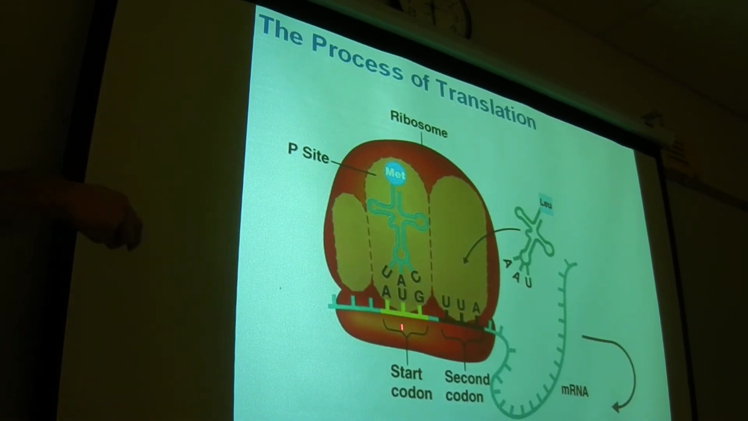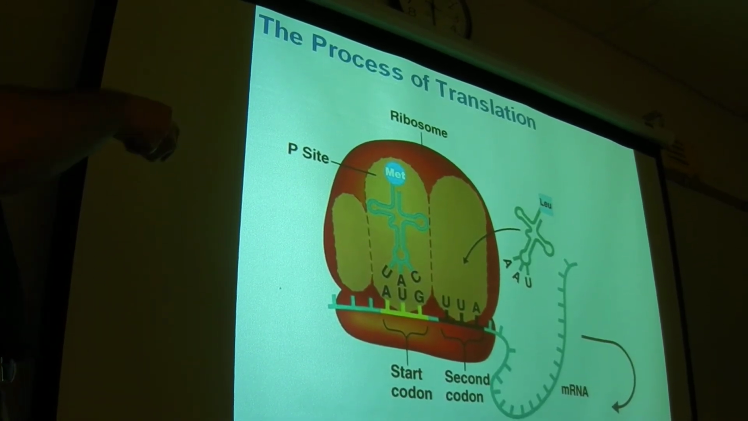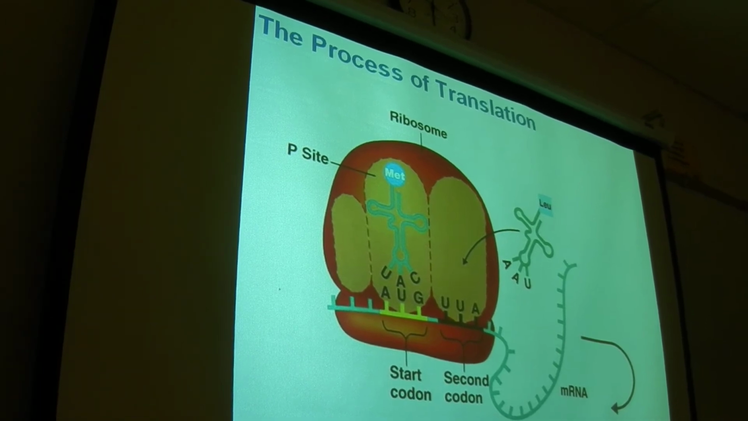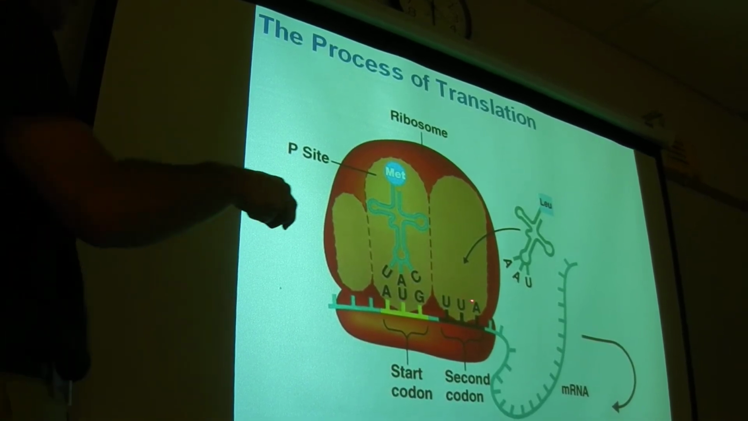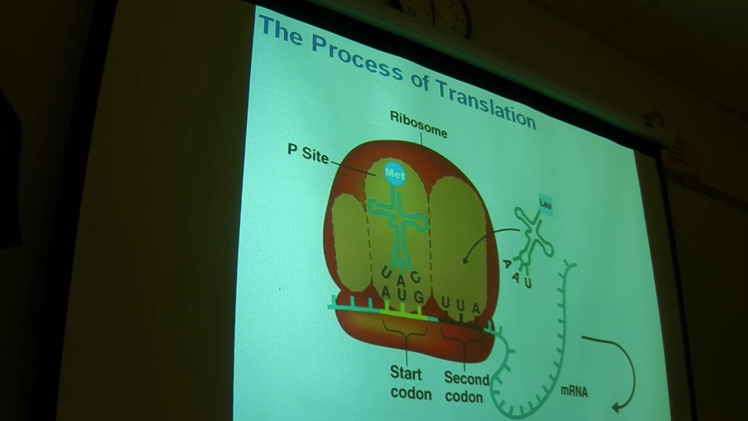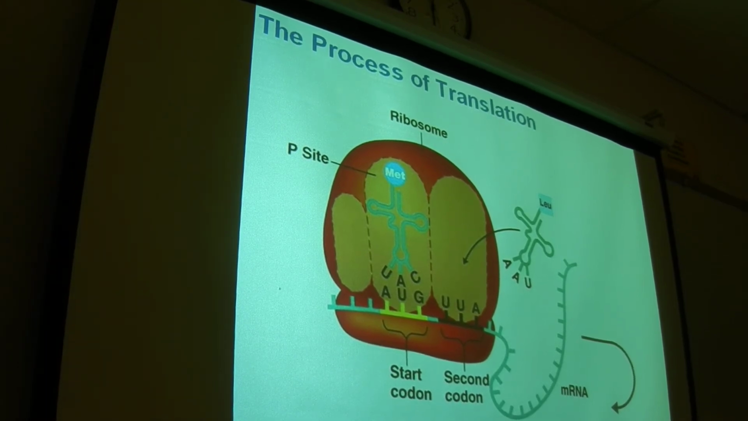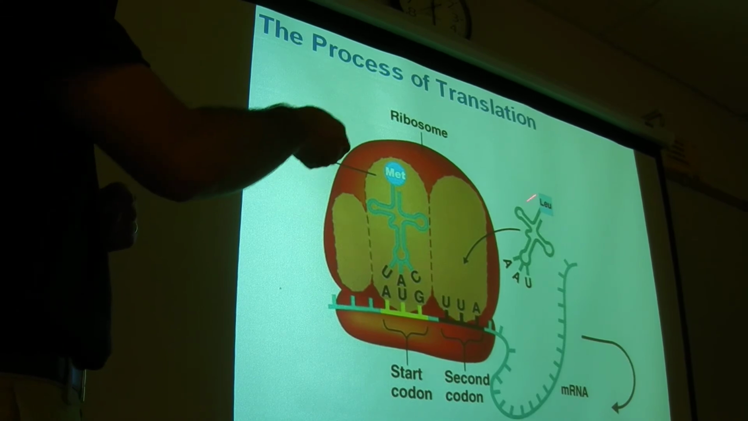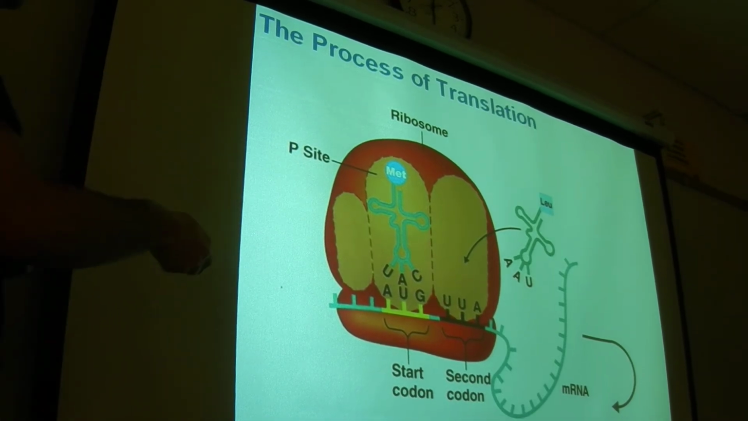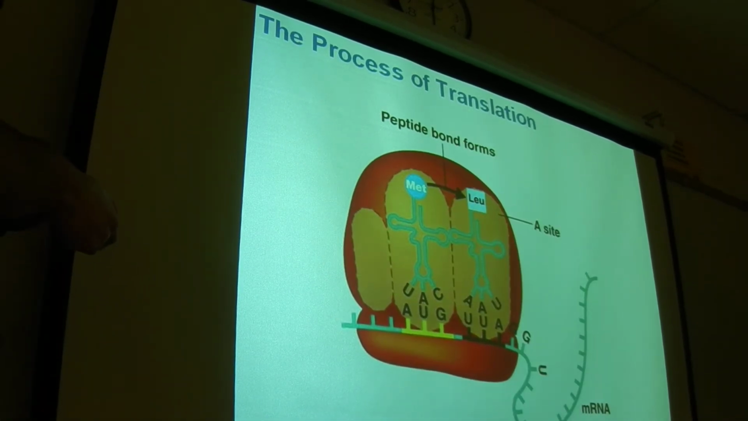Okay, so it binds into this position here. It's called the P site. And then that exposes the next site, which in this case could be anything, but in this case is UUA. Okay. And UUA can only bind to AAU, and AAU is assigned to leucine based on, again, the genetic codon table. Okay. So leucine will now fall into the second site. It's called the A site.